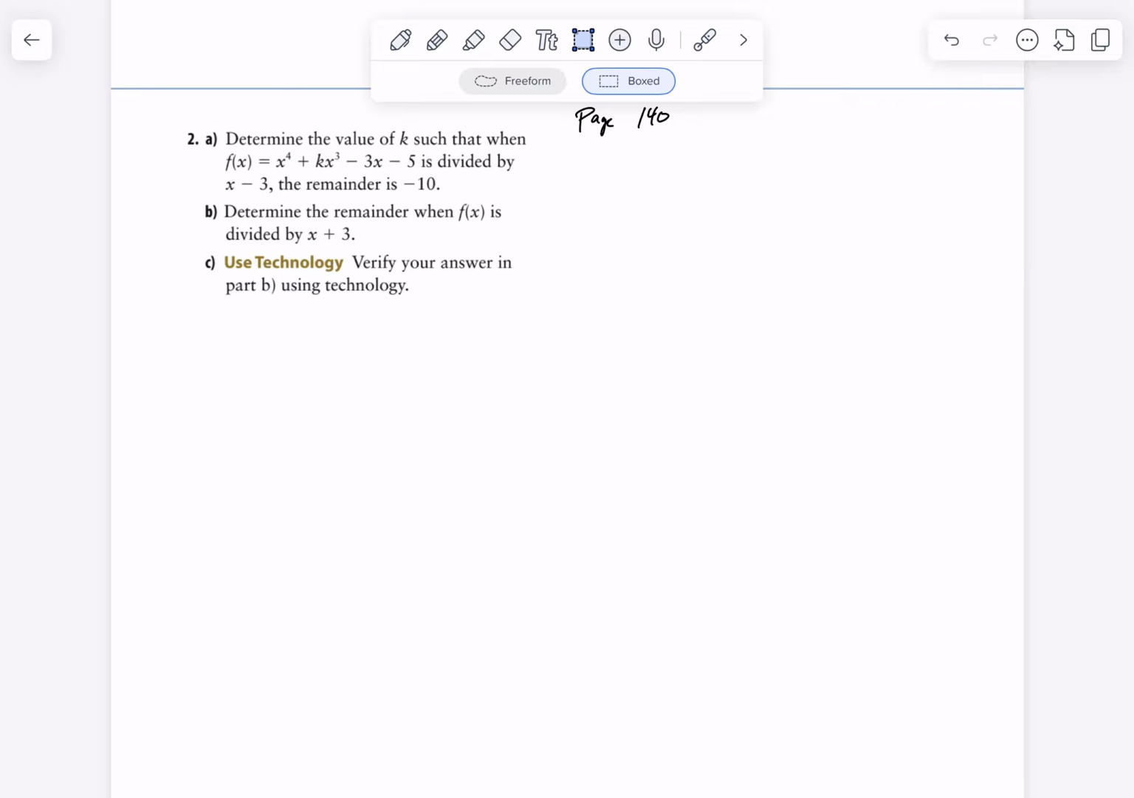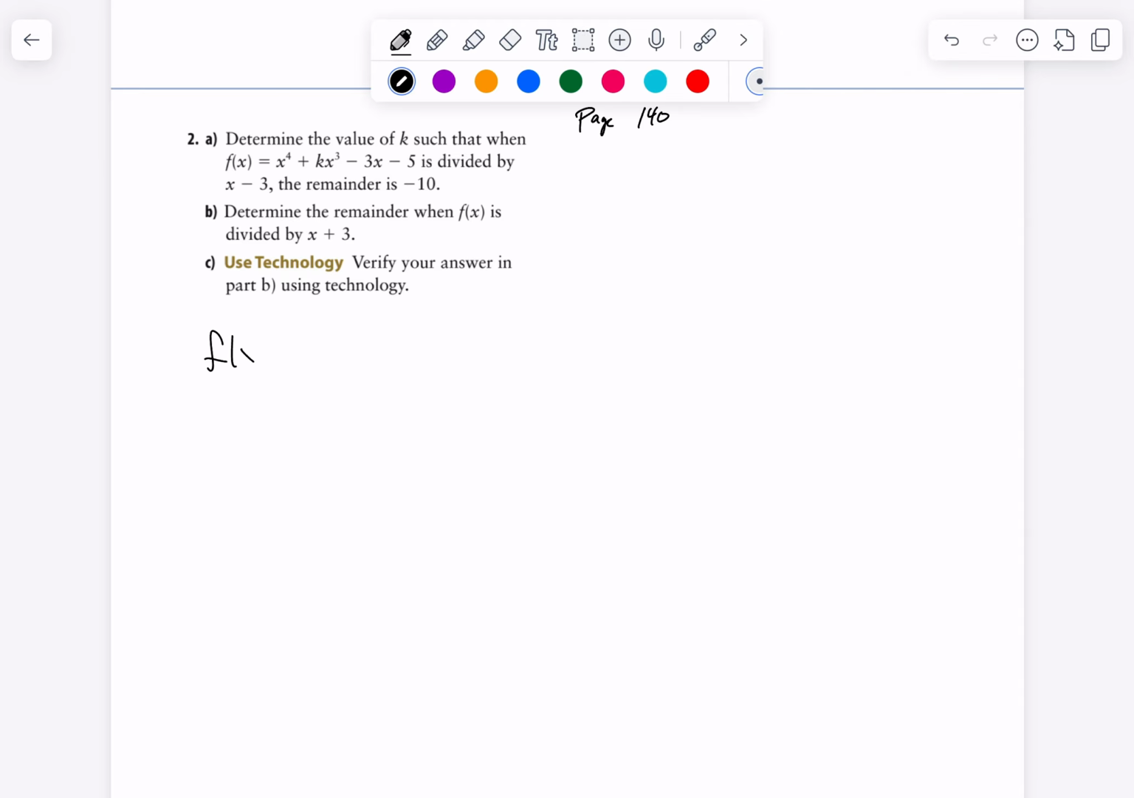All right, so this is number 2 from the second part of your review, okay? And so it's kind of like an application version of the remainder theorem, okay? So what we've got here, part A wants us to determine what k is within the polynomial if I've been provided with the fact that when I long divide x minus 3 into the polynomial, the remainder is going to be -10, okay? And so I'm just going to do a couple things here.